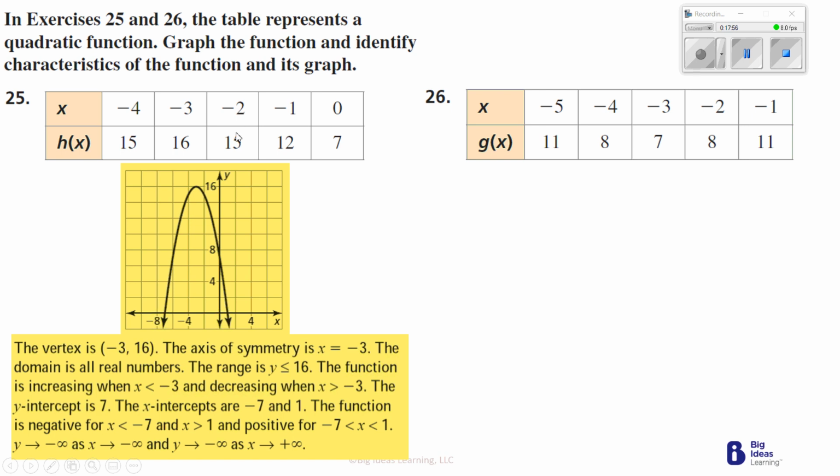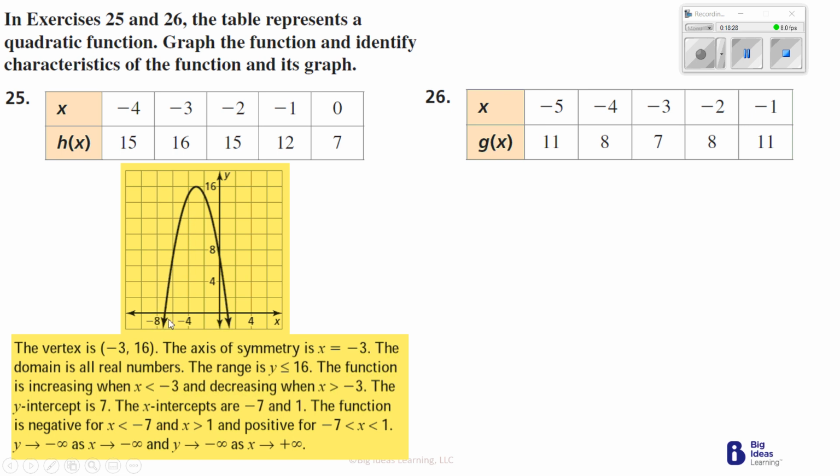Then it says we got x is negative 2, then y is going to be 15. And then we see that we have negative 1 and 12. Okay, so when x is negative 1, y is going to be 12. And when x is 0, y will be 7. So this tells me a few things, just now that we made it. My vertex is going to be negative 3 and 16.